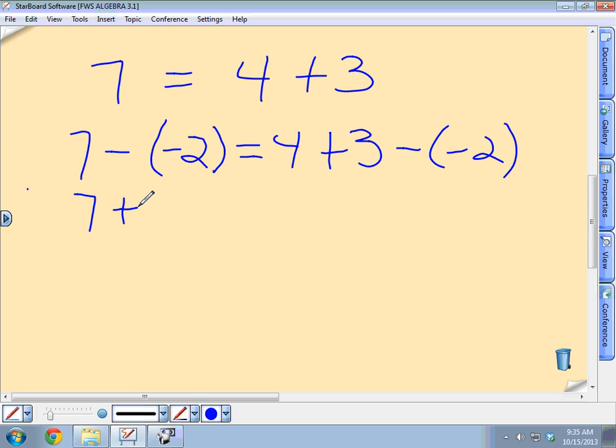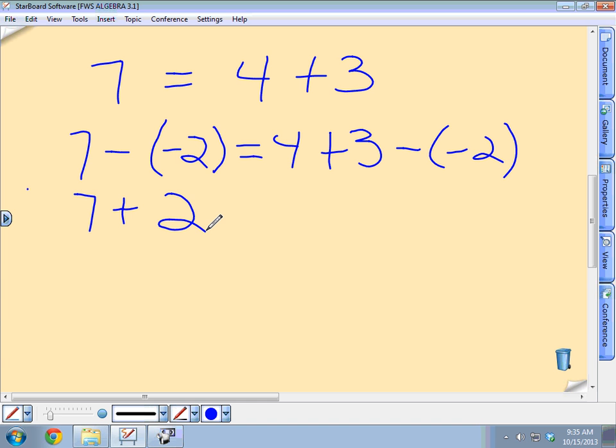7, when we subtract, we add the opposite. What's the opposite of negative 2? So when we what? I don't understand. That's the thing I never understood. Why does it go from being a negative 2 to a positive 2 if you're just swapping the sign? Well, what I'm really doing is adding the opposite. When you subtract something, you add the opposite.